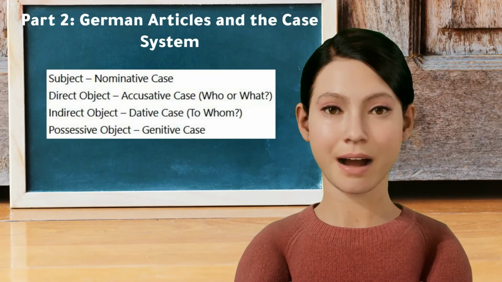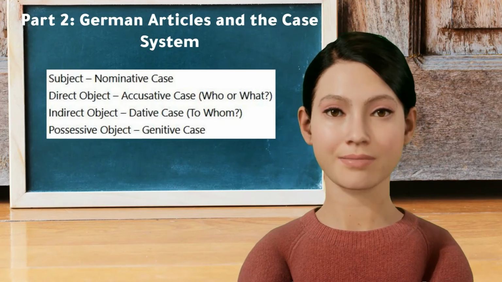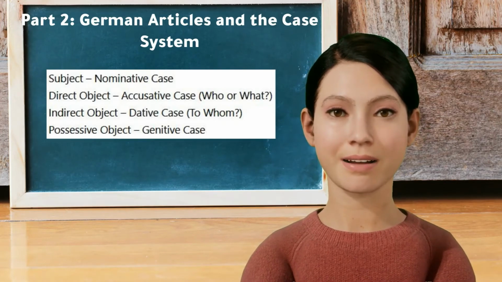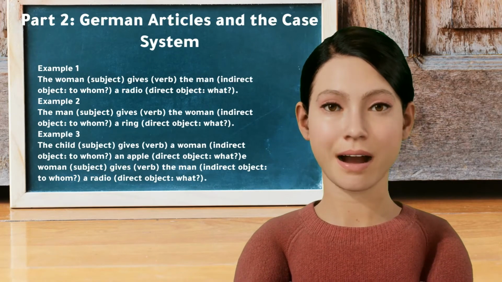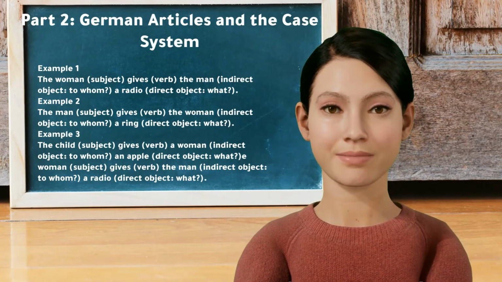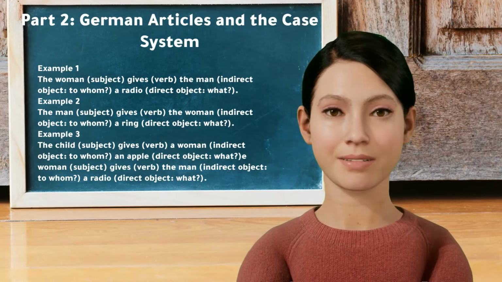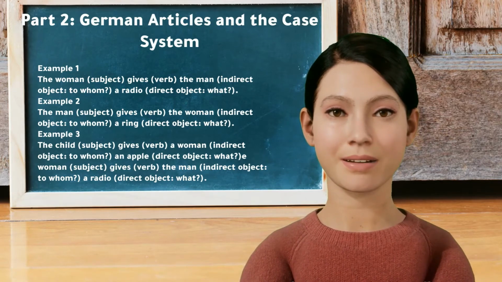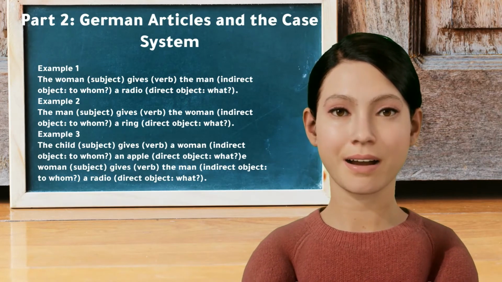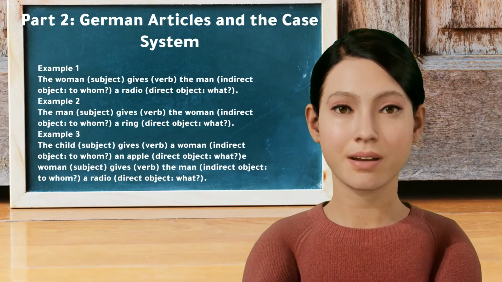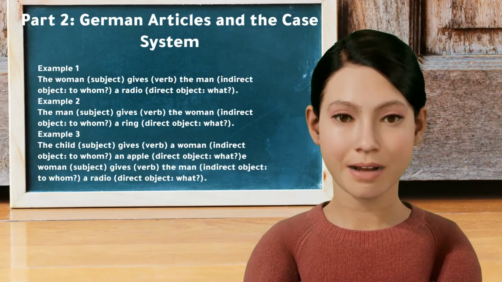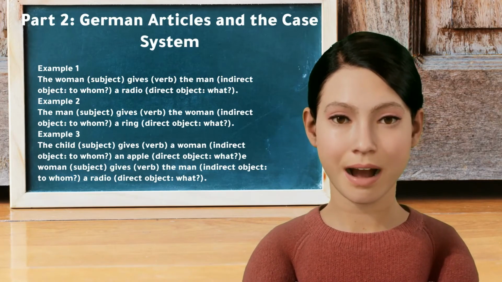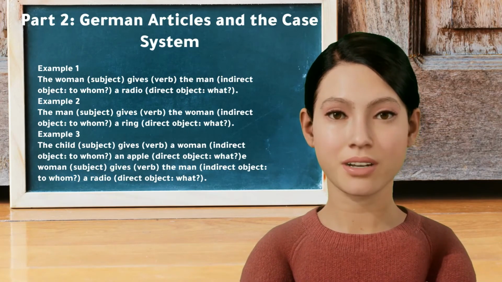Let's review which parts of a sentence are the subject, direct object, and indirect object first. Let's look at example 1. The woman gives the man a radio. The woman is the subject. Gives is the verb. The man is an indirect object to whom she's giving a radio, which is the direct object. It answers what? What is she giving him?